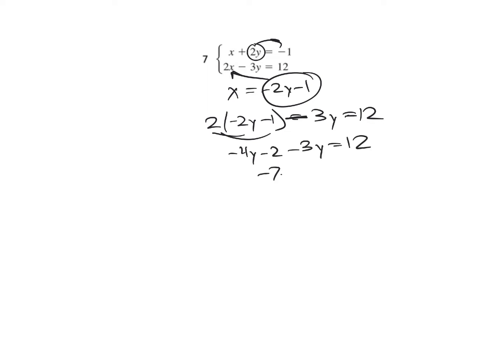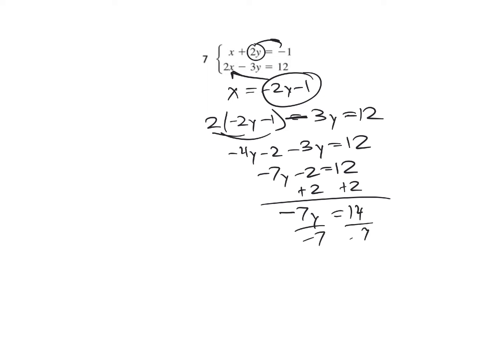And put like terms together. Move like terms across the equal sign. Divide off the coefficient. And y equals negative 2. Okay, so x plus 2 times y equals negative 1.